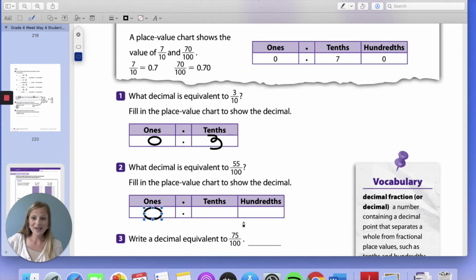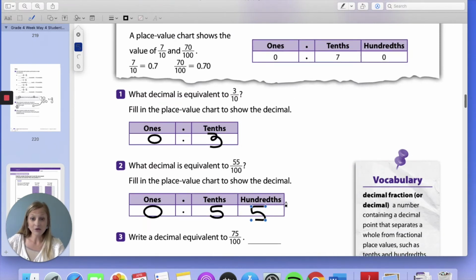Hopefully you paused the video and you filled it in, and what you should have is that 55 hundredths is equivalent to 5 tenths and 5 hundredths. 5 tenths and 5 hundredths is the same as 55 hundredths. So that's how I would write it in a place value chart.